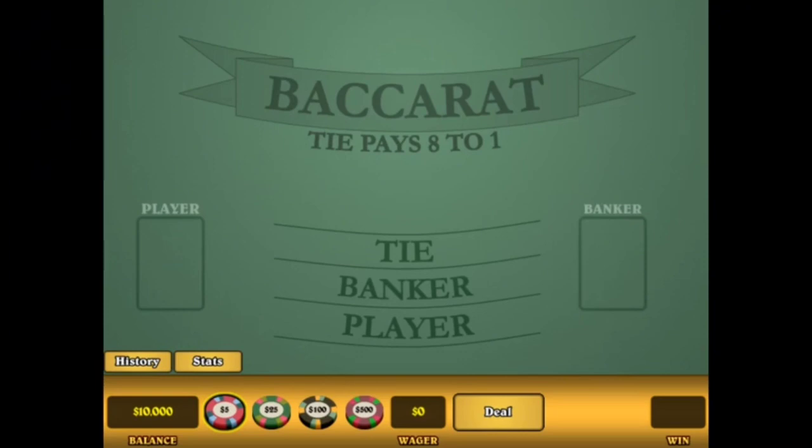Okay. So I'm going to show you on Wizard of Odds first, then we're going to take it over to an RNG game, and then we're going to go from RNG to live dealer.